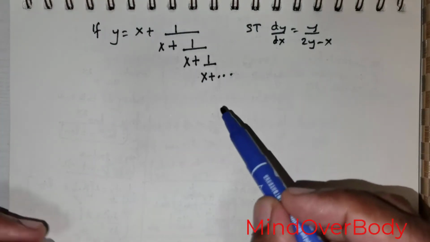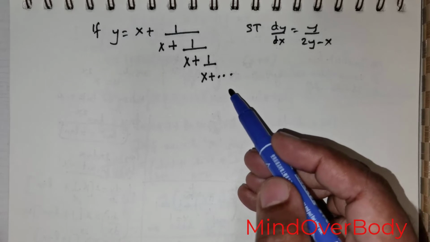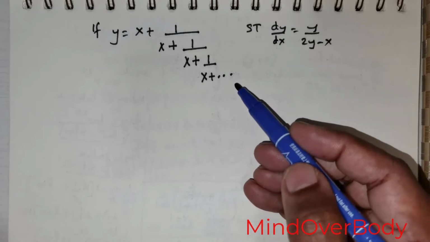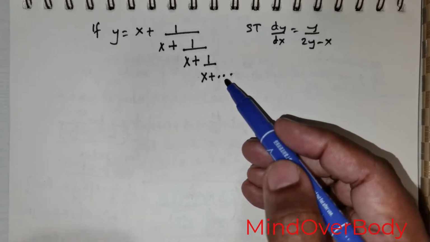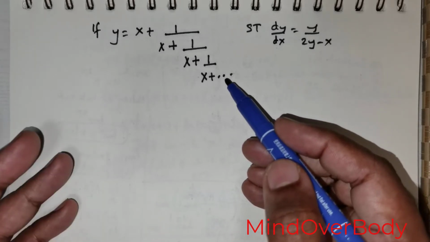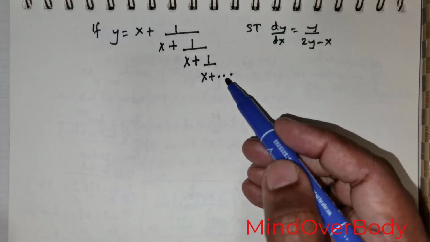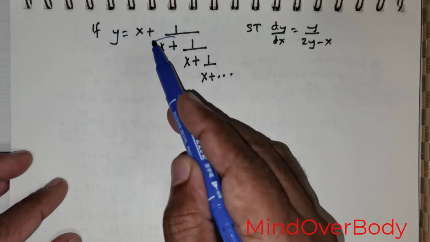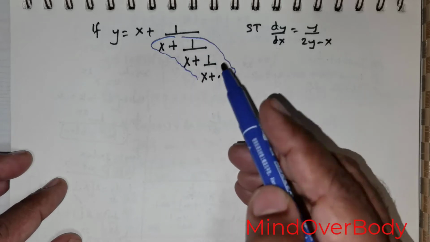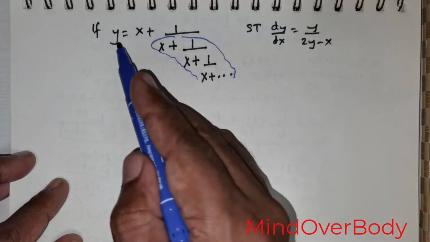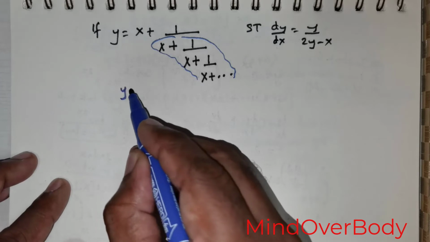Now since it is an infinite expression, infinite nested expression, we have the liberty of either removing a few terms or ignoring them totally. That's exactly what I'm going to do. What I'm going to do is I'm going to replace this entire set of this infinite nested expression and rewrite it with y. So that is the catch.